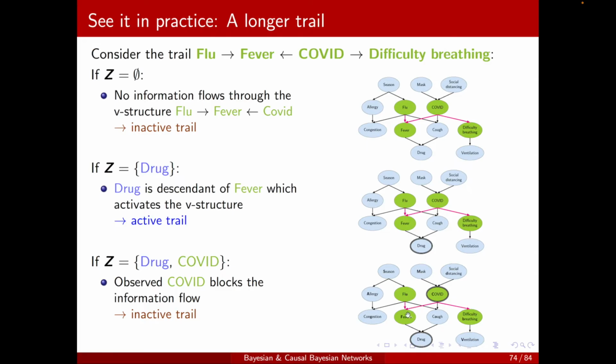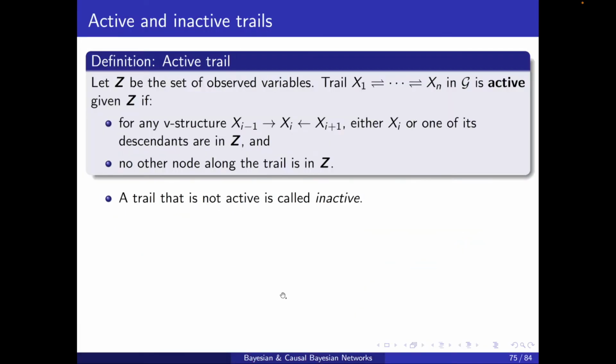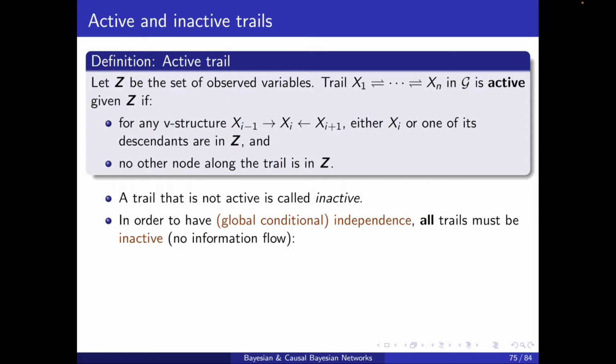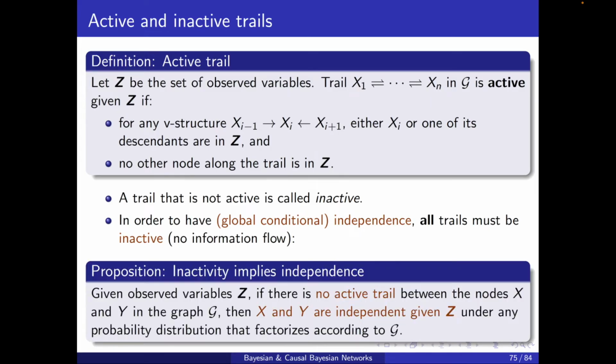This time, yes, this V structure is active, but then look at this one, the common cause. This is observed as well, and this is making the whole trail inactive. Good. So back to our definition, active trail and inactive trail. In order to have global conditional independence, all trails must be inactive. If any of them is active, then information will flow and they will not be independent.